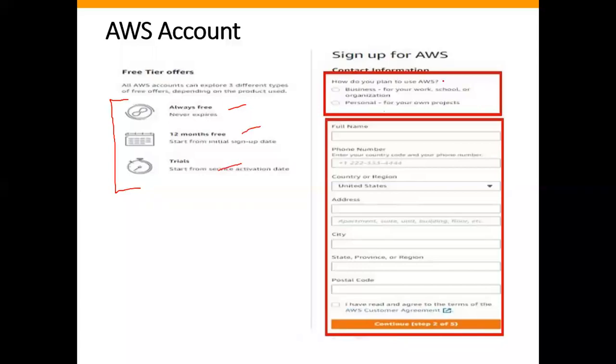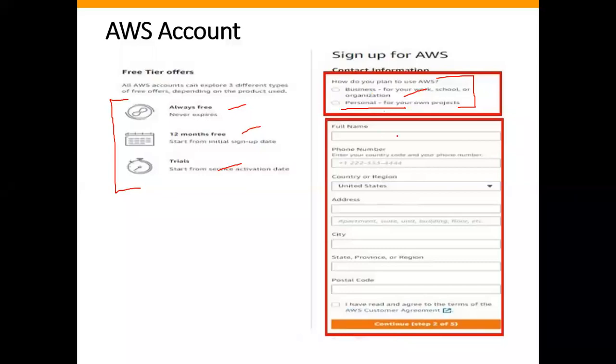Now here it is asking us to select our plan. We are not going for any organization, so you have to select the option called personal, for your own project. If you go for the business one, you have to take some paid plans, but the personal one is free. So you have to go for the free personal plan.